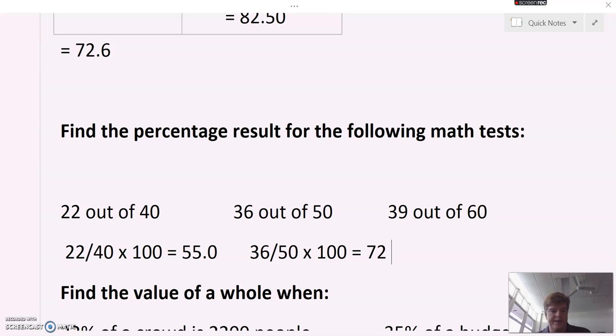72, which I think is what we estimated it would be. And the last one is just 39 out of 60, multiplied by 100. Let's have a look at it before we try and guess it. 40 out of 60 would be 2/3. We ran about 66. So it should be just less than 66, I reckon. There you go. 65 is the answer there.